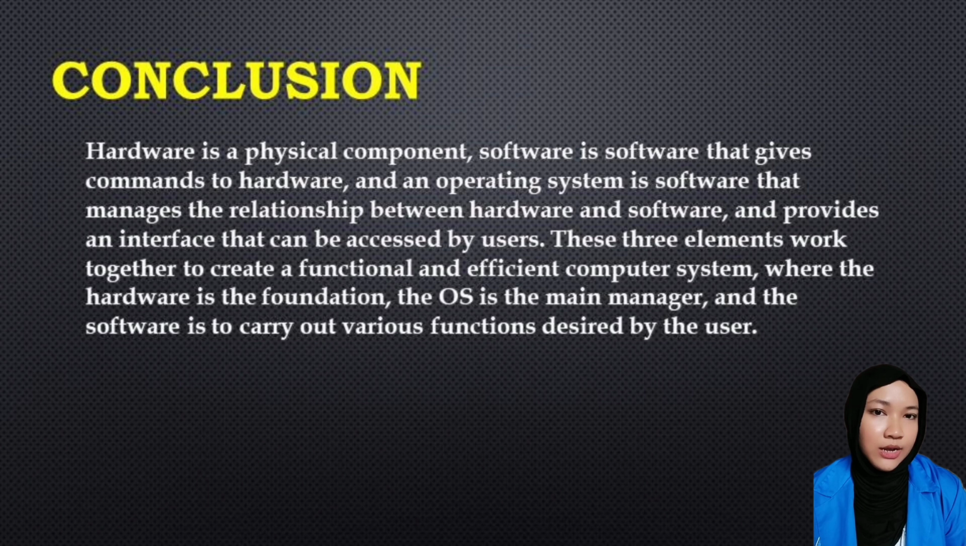The conclusion of this discussion is that hardware is a physical component, software is software that gives commands to hardware, and an operating system is software that manages the relationship between hardware and software and provides an interface that can be accessed by users. These three elements work together to create a functional and efficient computer system where the hardware is the foundation, the OS is the main manager, and the software is to carry out various functions desired by the user.